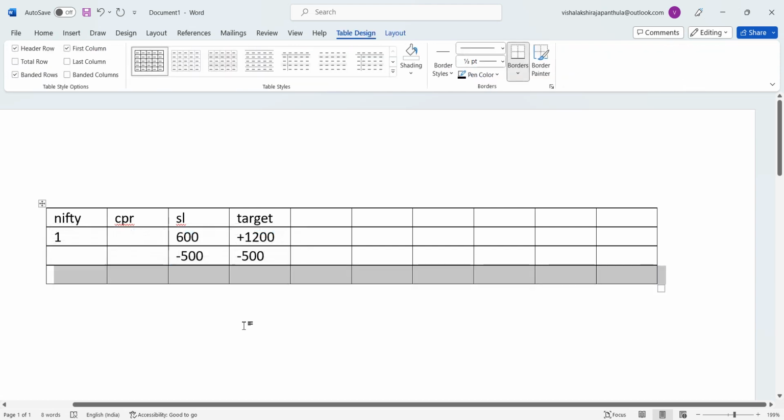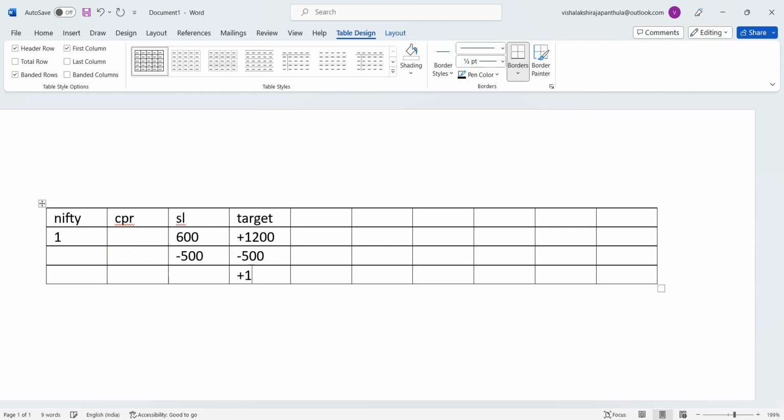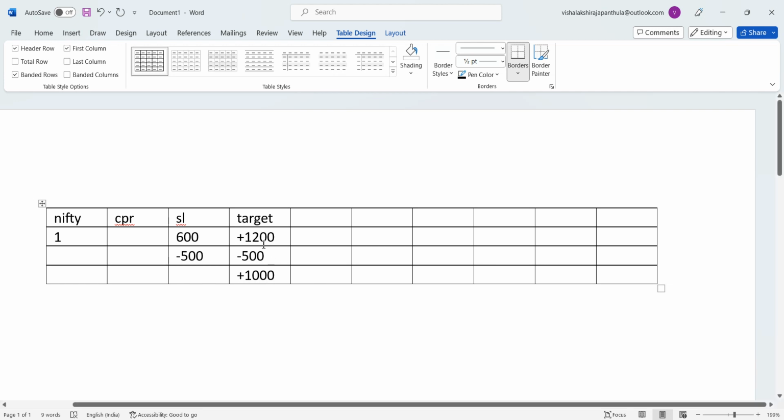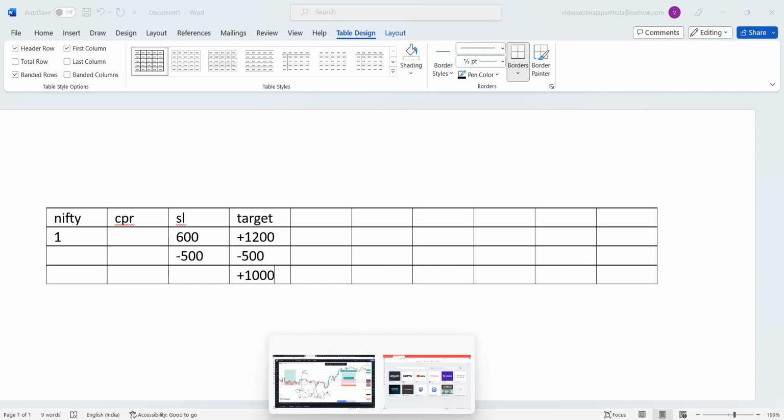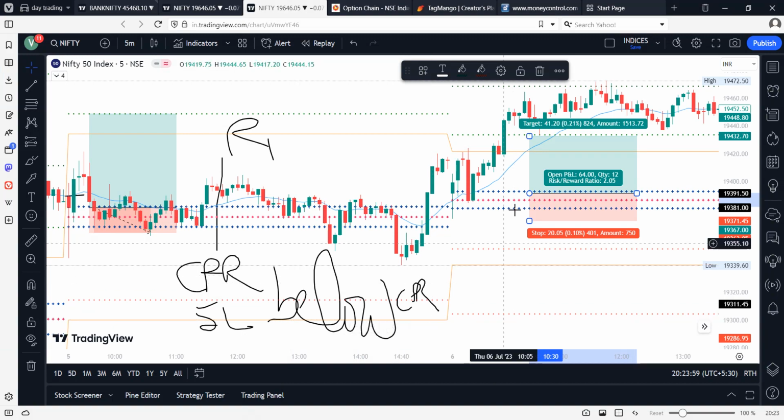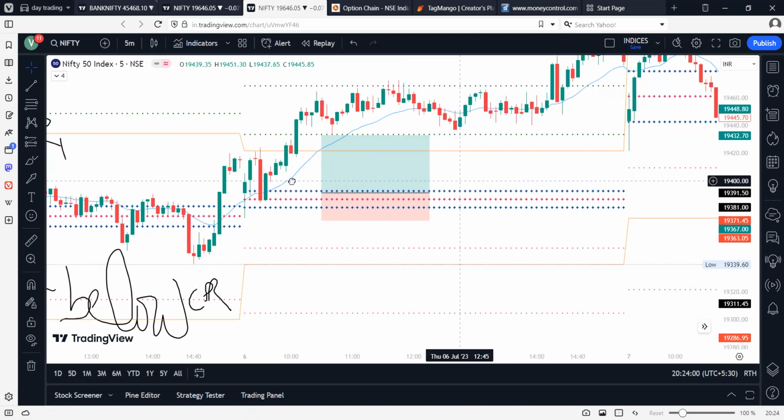Okay, let's note down here plus 1000, because we are risking only 500 points here. This is the profit you are getting. These numbers may be slightly different in the live market, but if you understand this once, you are able to implement this in the charts. Now let's go to another trading day.